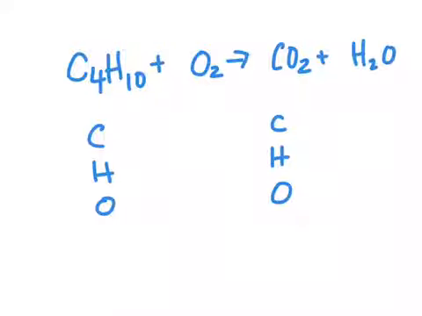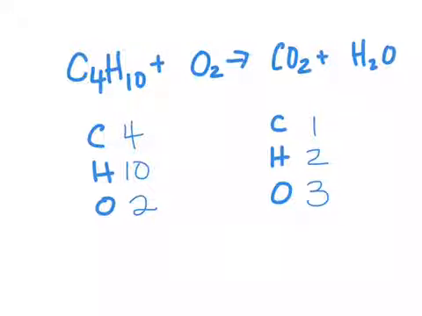So my preliminary count on my left side is carbon 4, hydrogen 10, and oxygen 2, and this of course is based on my subscripts. And then on my other side, I'm going to have 1 carbon, 2 hydrogens, but in terms of my oxygens, you can see they're split between the 2 compounds. So I have 2 oxygens here, 1 oxygen here, for a total of 3 oxygens. Now what I need to do is balance this out.